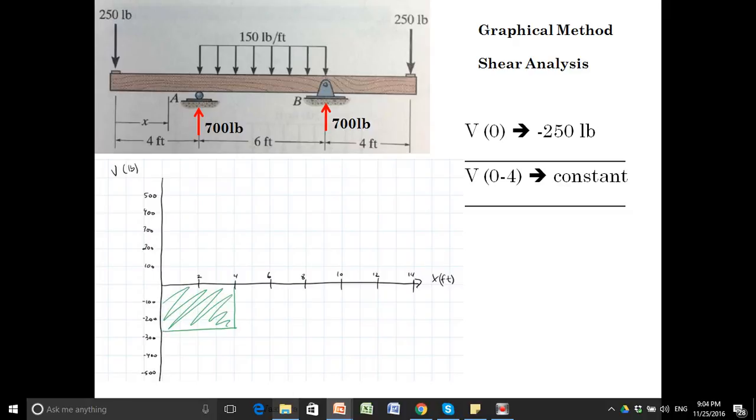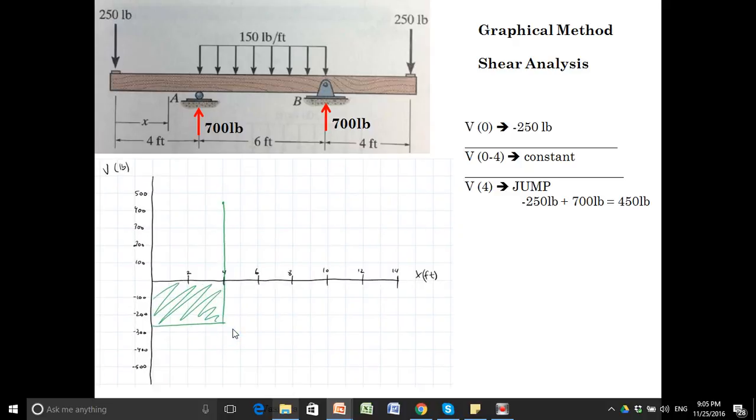Then from x equals 0 all the way to 4 feet, we have no other force being exerted besides this 250 here. So we stay from 0 to 4 at a constant negative 250, right? And then all of a sudden at 4 feet, we have this 700 pound force pushing us upward.